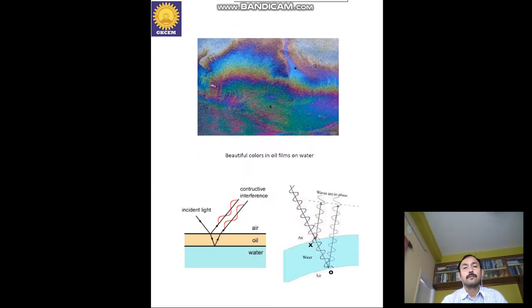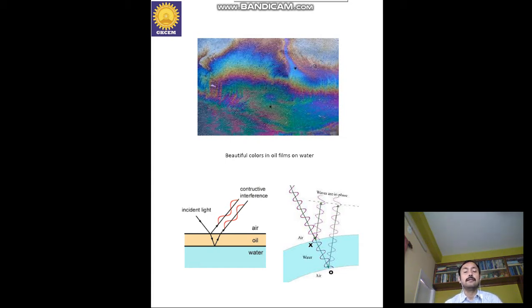As well as you can see this when some oil falls on water, or petrol or diesel is on the road, then you can see the patches of beautiful colors in oils and on water films. The mechanism of these colors is due to the interference of light that is shown here in the presentation.